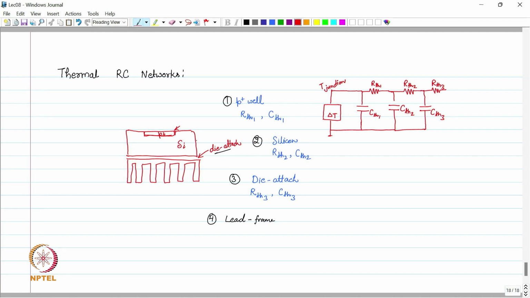So this is the whole assembly till this die attach, and further a heat sink is connected to this. Let's take a different color. Here this heat sink is connected, which is dissipating this heat to the outside environment, which can be modeled just like a thermal capacitor and a thermal resistance which is low in magnitude. So this is the heat sink.